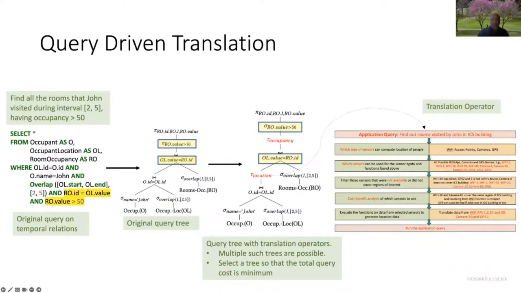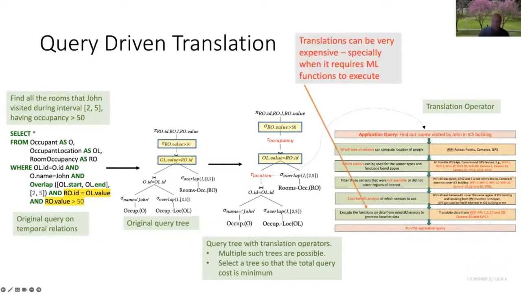What it has to go through is, given the operators, it has to first figure out what kind of sensors can be used for this translation, then choose appropriate sensors, determining if the sensors are available or not. Then, given a multitude of sensors that could potentially give us the location of a person, it has to come up with all the different choices and figure out, based on a cost-benefit analysis, the right set of sensors to use to do this translation. And then finally, the translation will execute based on the functions that have been chosen.